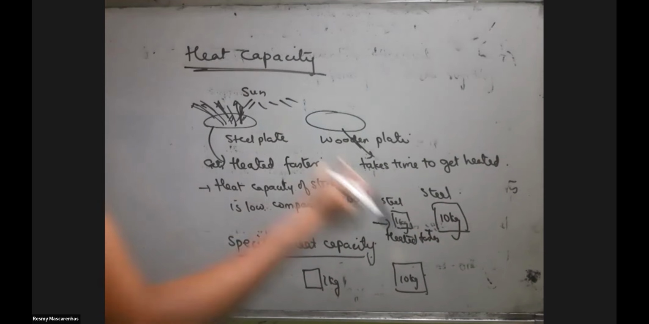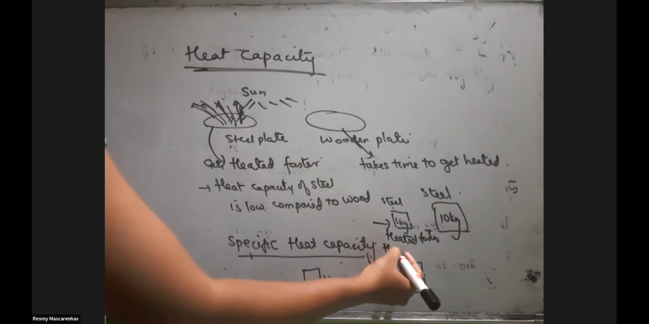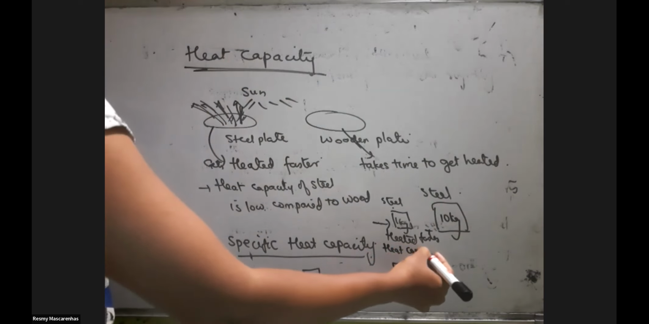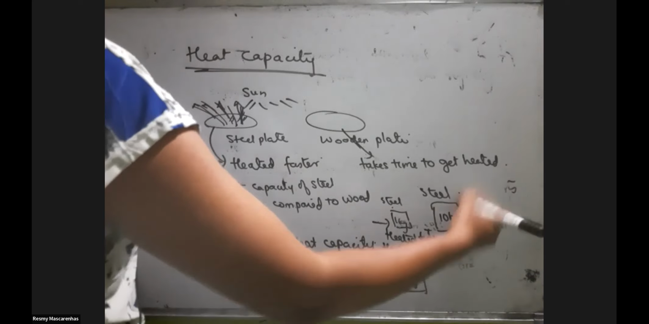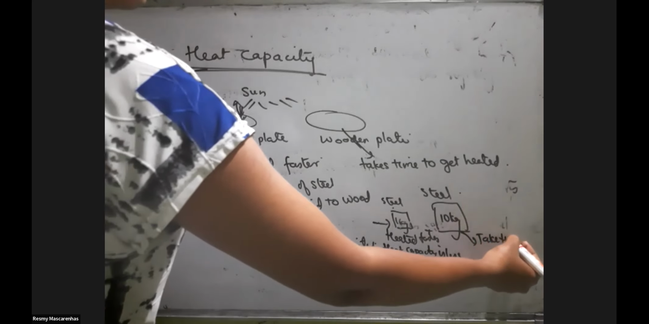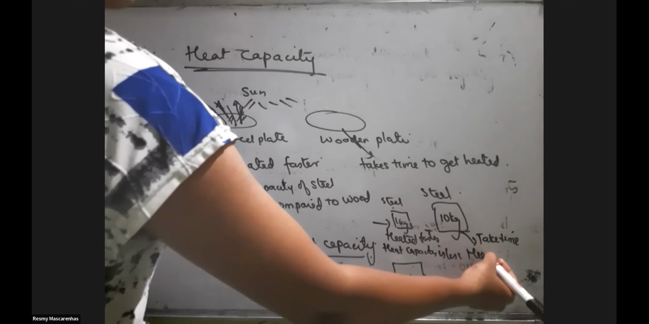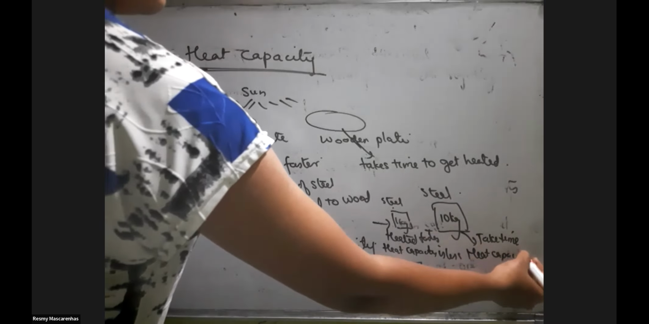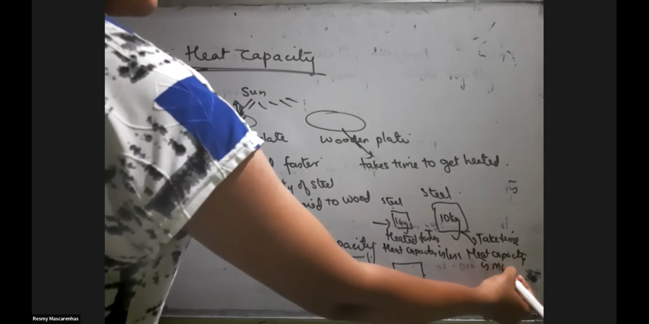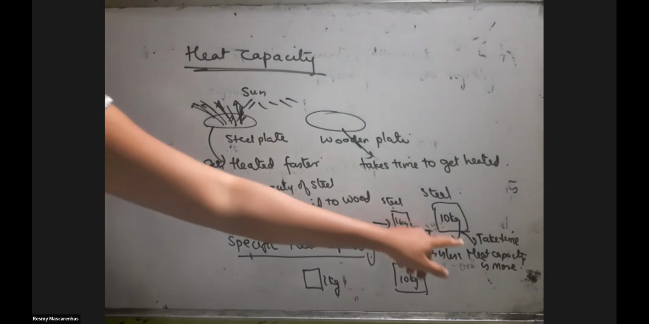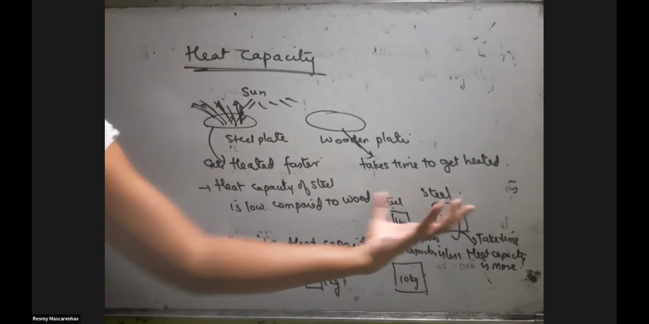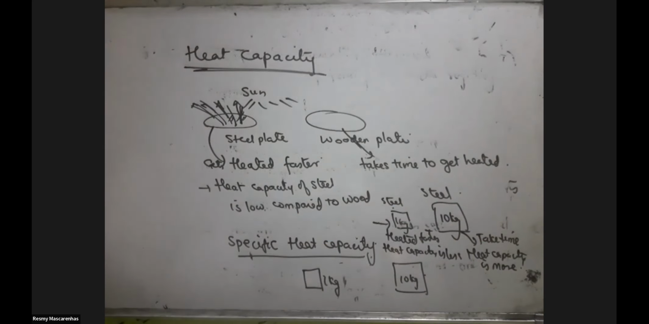Okay. So what you say, heat capacity is less here. What is happening here? It will take time. The heat capacity is more. Why? Because by the time the whole 10 kg block gets heated, it will take more time. So the bigger the block, the more the mass, the more time it will take to get heated.